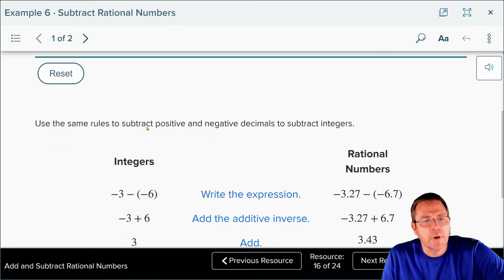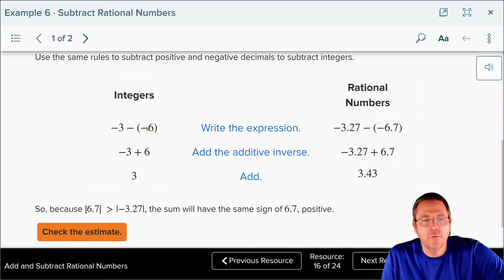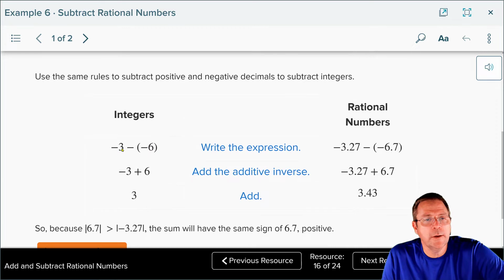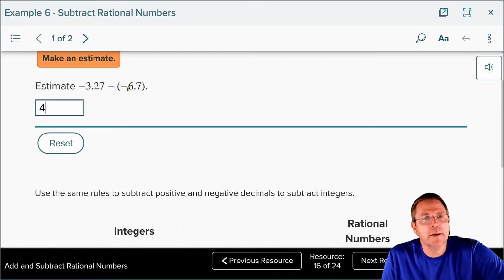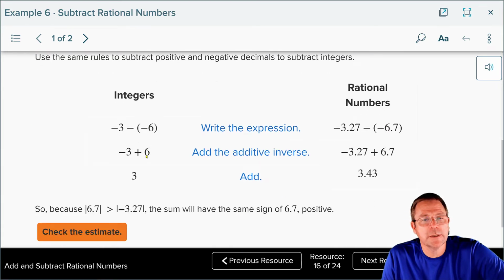Now, we're going to take from here and look at their rules, and you can see what they did. They took the negative 3 plus a minus 6. I did plus a minus 7 because that was closer to 7. They did plus a minus 6. Minus a negative 6, which became plus 6. They came up with 3 for theirs.